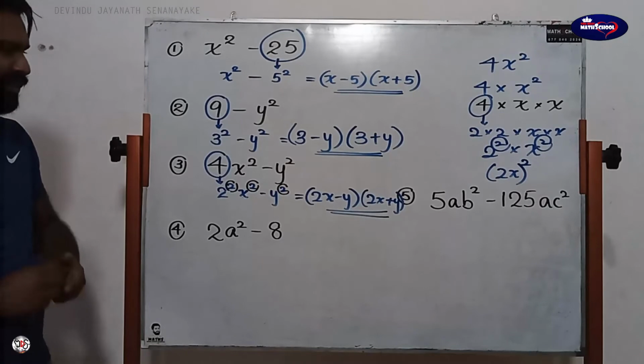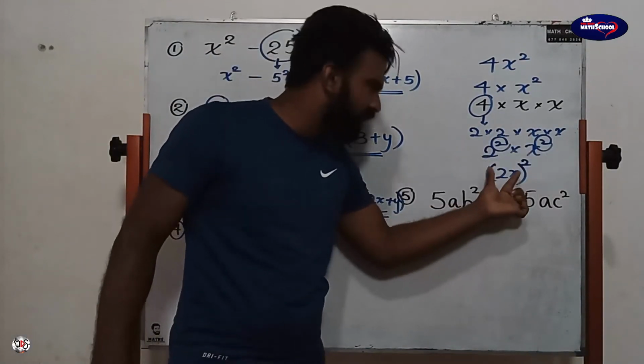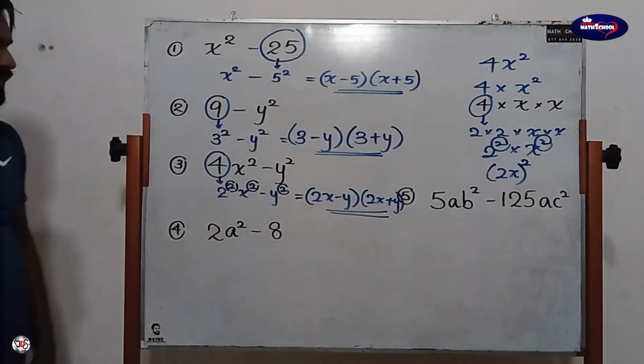So here it came like this. 2 into x is 2x, 2 into x is 2x. So 2x to the power of 2. 2x squared is there, so we can take it like this.